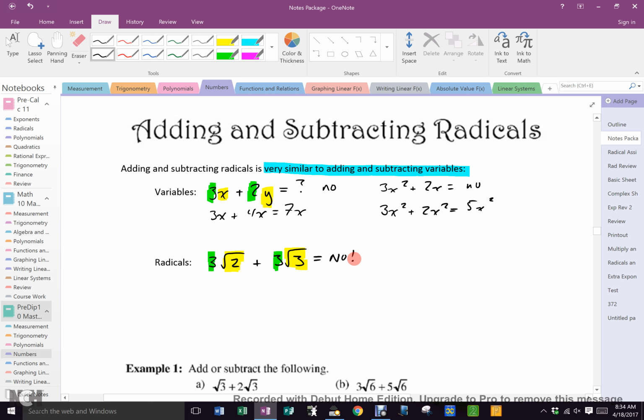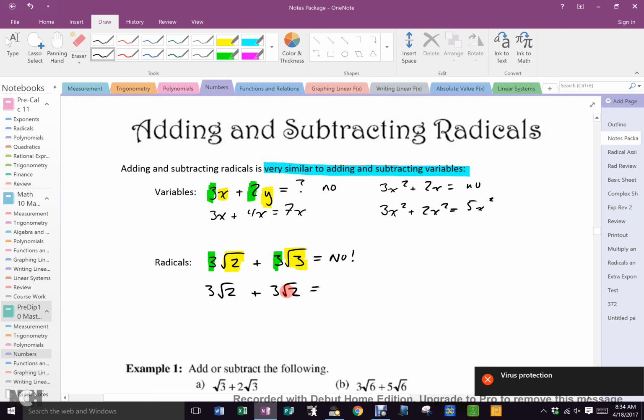This is, of course, not possible. Why? They're different, aren't they? The square root of 2 is not the square root of 3. So you cannot put them together because they are not like terms. Can I do this? Why? Because they're the same thing, aren't they? Root 2 is root 2, yes? How many root 2's do I have here? Well, here I have 3. And how many root 2's do I have here? Another 3. To make 6 root 2's.